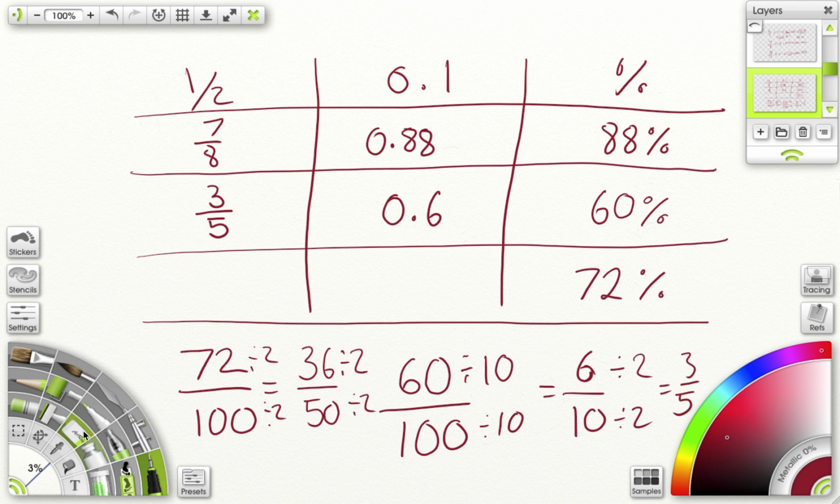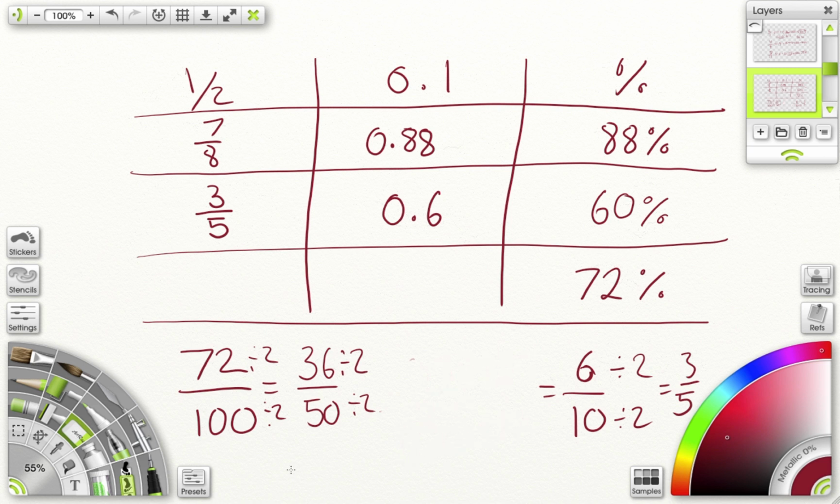I'm just going to erase this over here. So we can both fit into 2. So 36 divided by 2 is 18, and 50 divided by 2 is 25, so 18 over 25. I think that's the furthest it can go. Yep, that's the furthest it can go. So my fraction is 18 over 25.